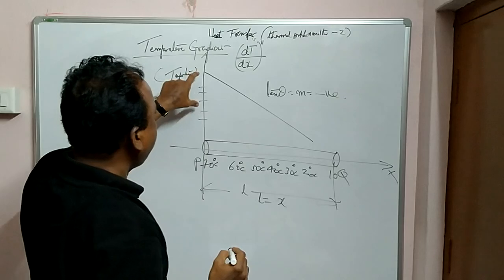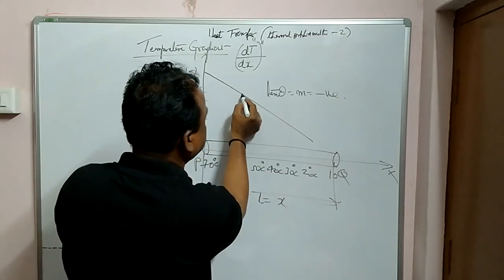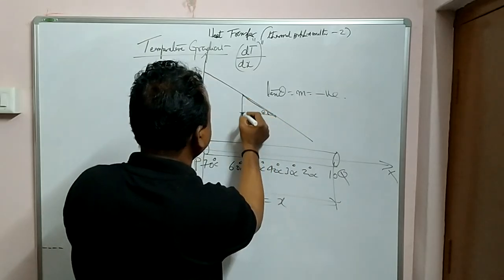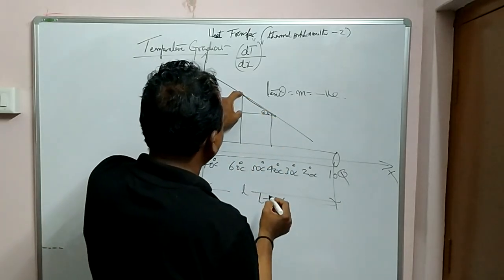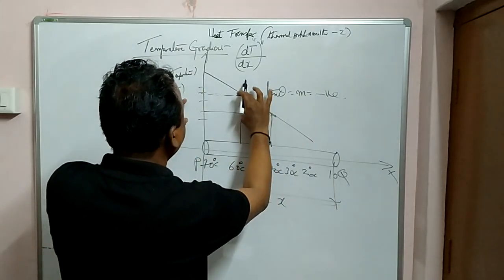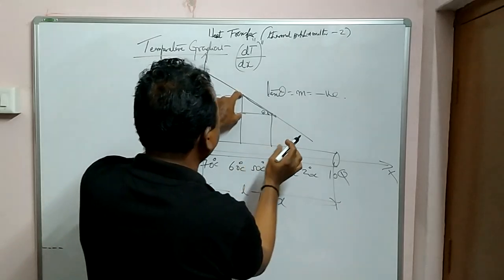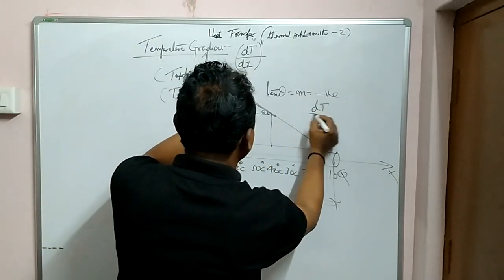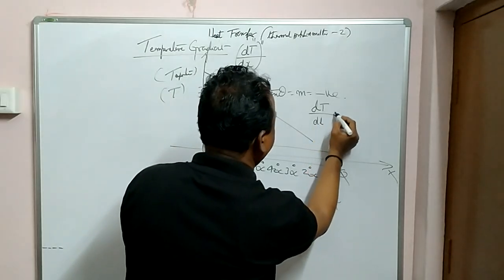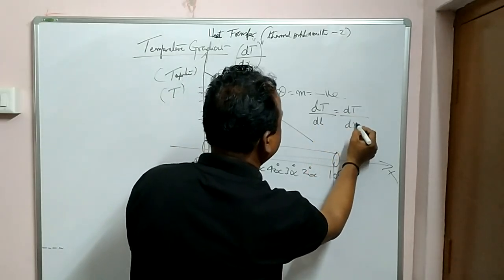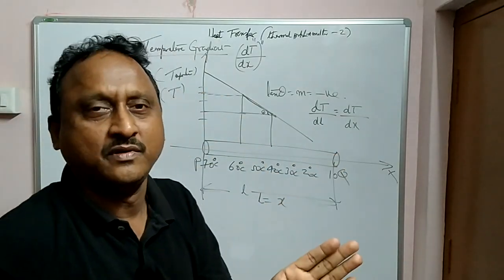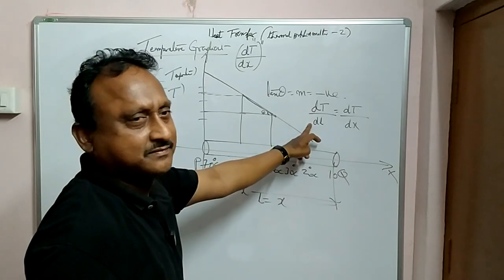So what is the slope? Opposite by adjacent. You can take it anywhere, opposite by adjacent. Opposite value and some temperature value. What is the opposite value? dT. And what is adjacent? Displacement. Either you can write dl or dx. And because it is decreasing, the slope is negative. Slope tan theta is equal to a negative value.